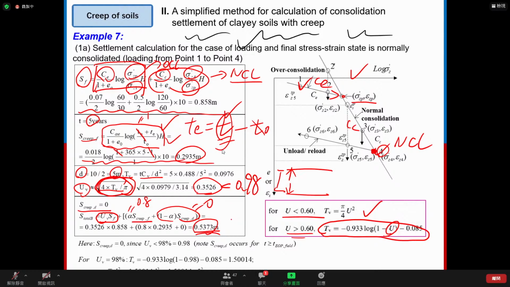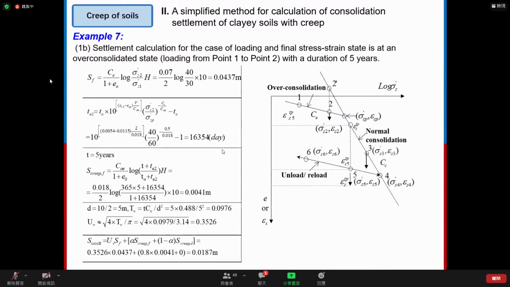This result means the final settlement at the time point of 5 years. Okay, this is the result. So this is the first case, a simple one. Okay, let's move to the second case.